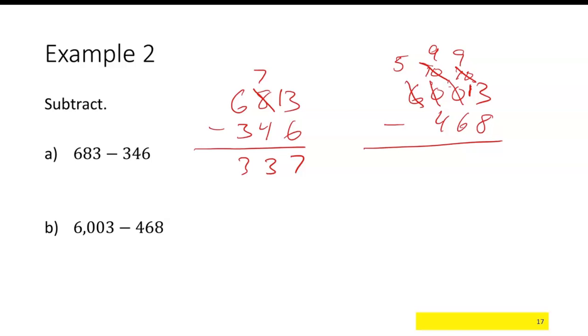So I start off with 13 minus 8, which is 5. And then I'll do 9 minus 6, which is 3. Then 9 minus 4 is 5. And then 5 minus 0. So 6003 minus 468 is 5,535.